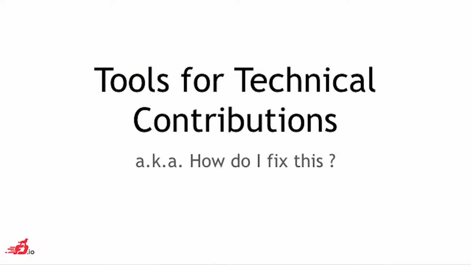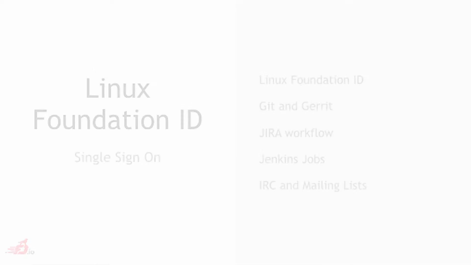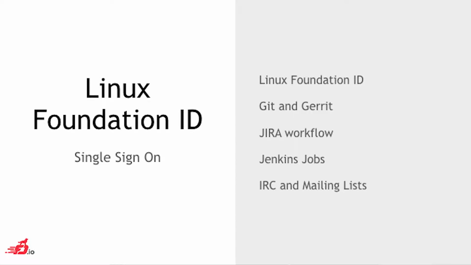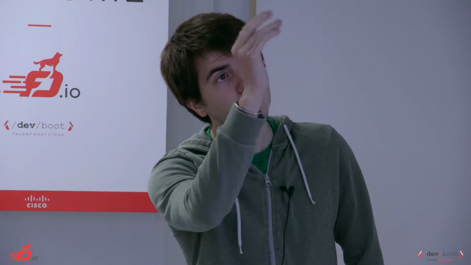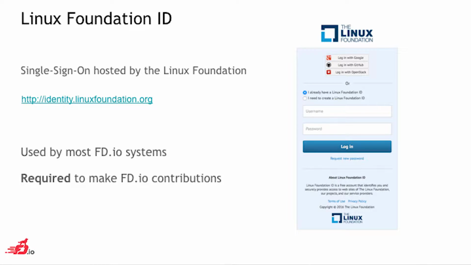First, it's a little bit the same thing as I explained in the first day, but I'm going to go into more detail. The first thing you want to do is to create a Linux Foundation ID, because every system we have in FD.io, the Gerrit, the wiki, etc., they all use the Linux Foundation ID. So you want to make one. You can use your Google ID, GitHub ID, OpenStack ID if you want, or create a specific Linux Foundation ID.